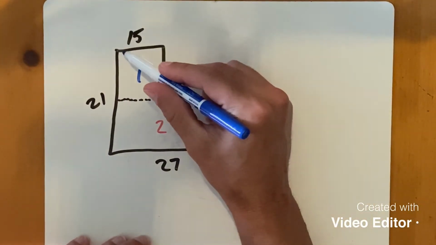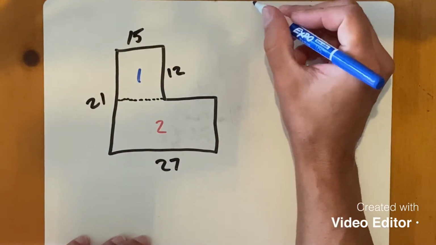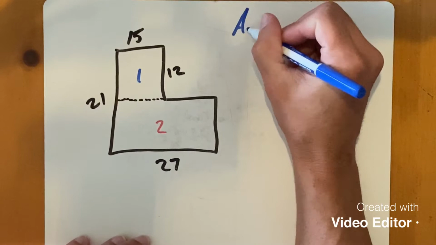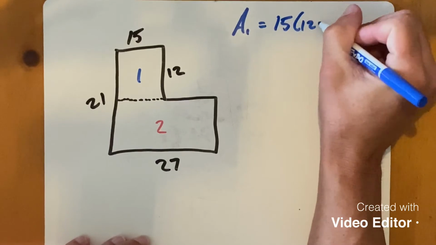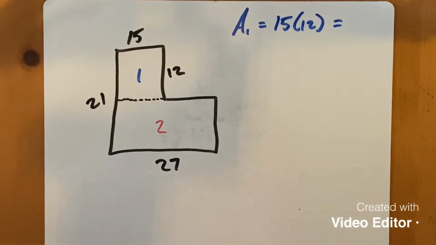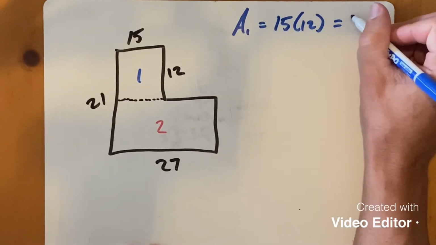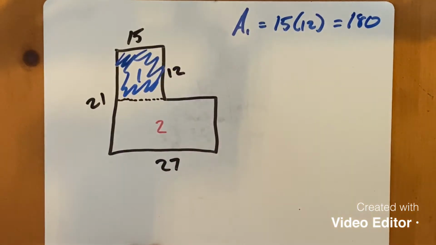So we've got a length of 15, a width of 12. So again, area of the rectangle is just going to be length times width. So I'm going to do 15 times 12, and that will give me my area for this section. All right, so 15 times 12 in our calculator is going to give us 180. Okay, so there's the area of that first blue section.